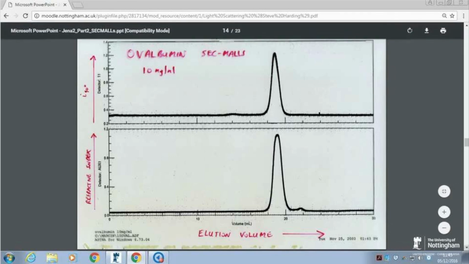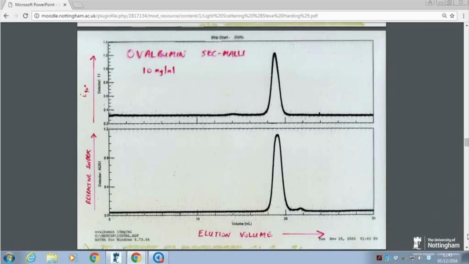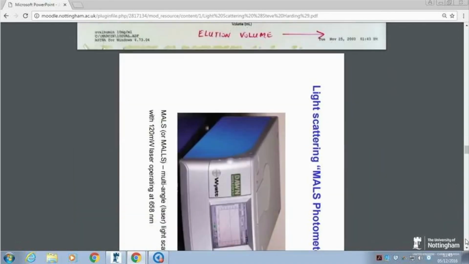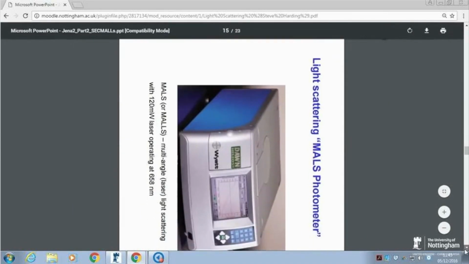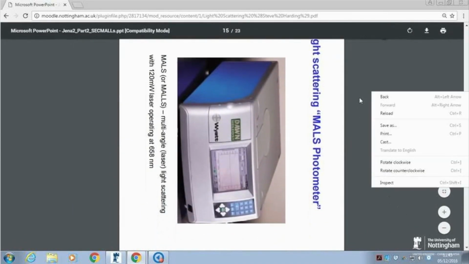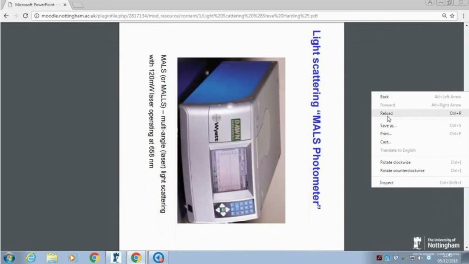And it was developed, well, the multi-angle light scattering was developed by Wyatt Technology in the 1980s, and we got the first one in Europe. Long story, which I won't tell you about.